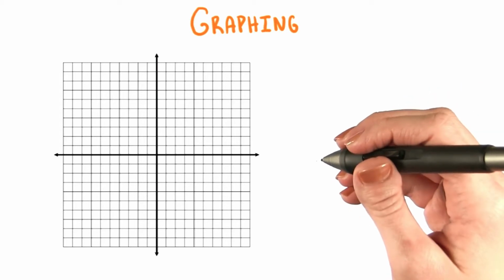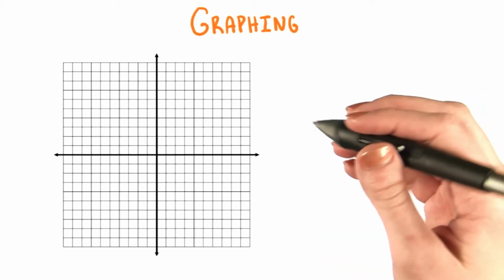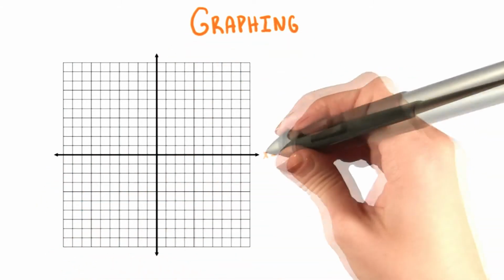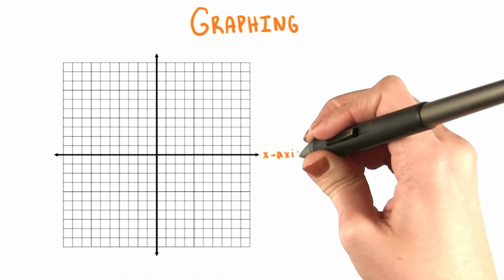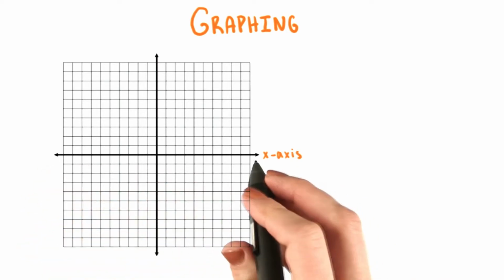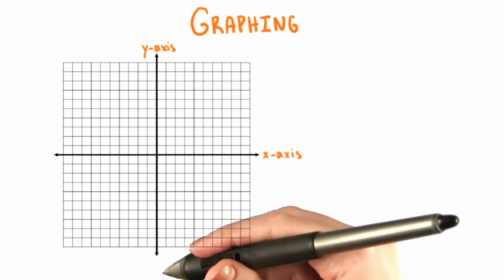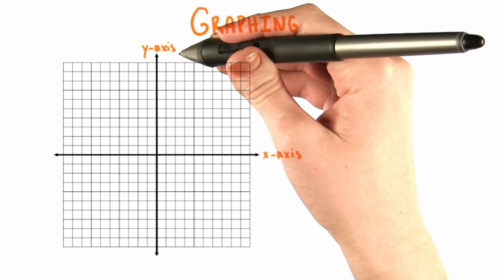To draw the last graph, or the last several graphs, I had to use a set of axes, one for each variable that we have in our equation. The standard way to set this up is to label the horizontal axis the x-axis. So this demarcates how our x values change, and the vertical axis the y-axis, showing how y values change.